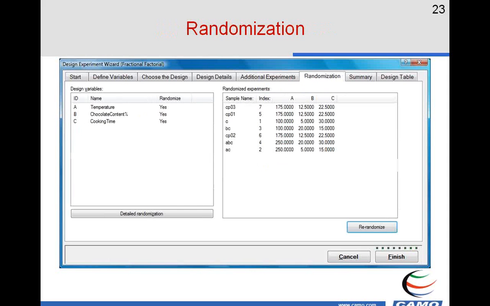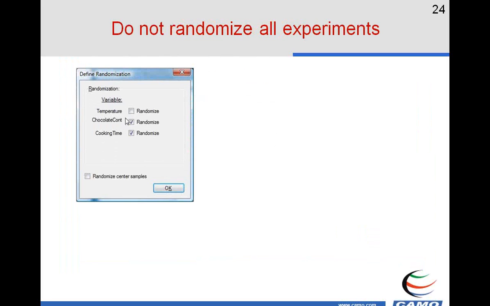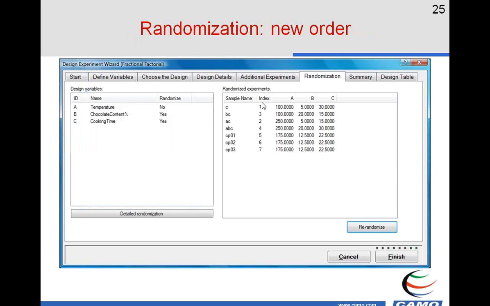Here we can organize how we want to have our experiment. We can randomize everything. Here by default it's randomized, and as you see, all the variables are randomized because there is a yes in the randomized column. But if I click on detailed randomization, I'm able to change that. So I can untick one of those variables, like temperature, and then when I re-randomize, I will have the temperature levels that are fixed all the time, and the rest is randomized.